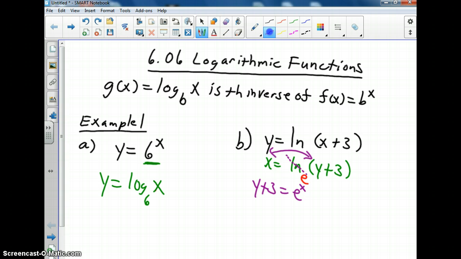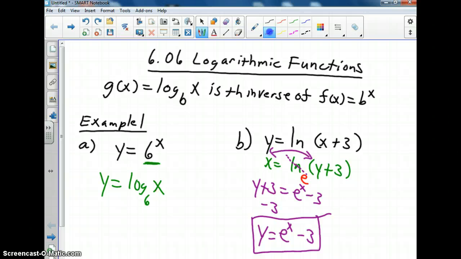Okay, now you got to get y by itself. So what do we do next? Subtract the 3 from both sides. So now subtract the 3 and subtract the 3, and you get your final answer. Y equals e to the x, and then a minus 3 on the side. And that's the inverse of y equals ln of x plus 3.